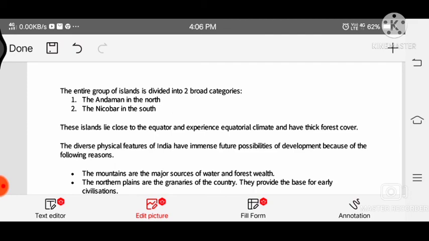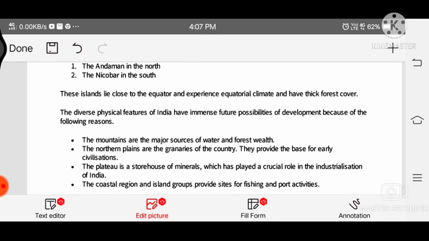The diverse physical features of India have immense possibility of development because of the following reasons. The mountains are the major source of water and forest wealth. The northern plains are the granaries of the country. They provided the base of early civilization, like the Indus Valley civilization in the northern plains.